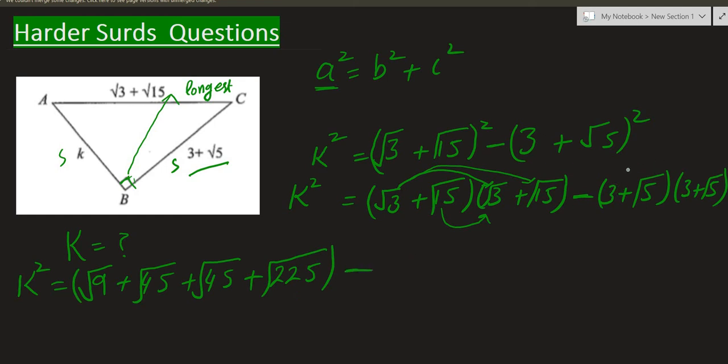I'm going to do 3 times 3. This is going to be 9. I'm going to close the bracket. Then I'm going to do 3 times 5. A lot of people do 15, but it's not going to be 15 because 3 is a number outside the root and this is the root 5.